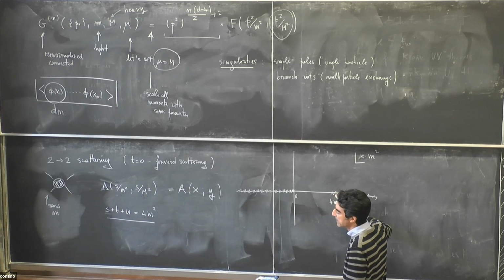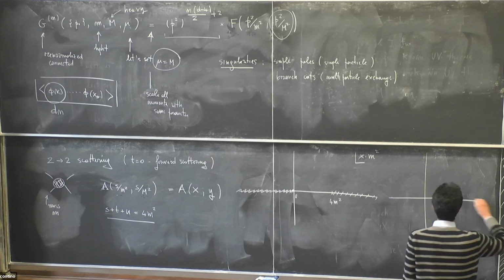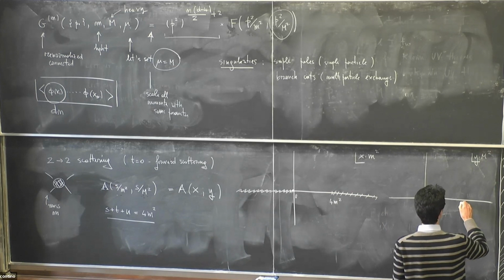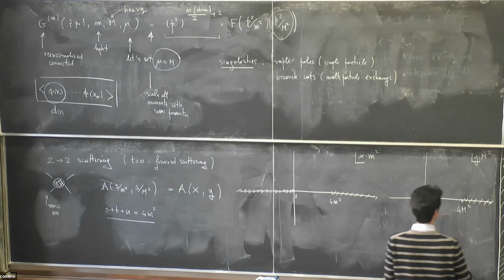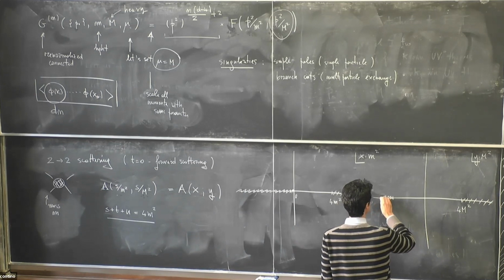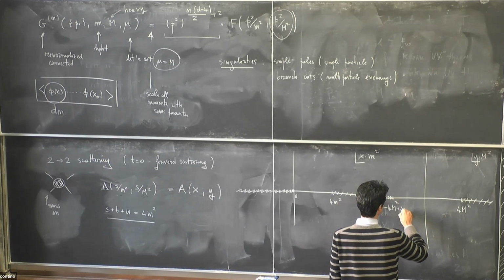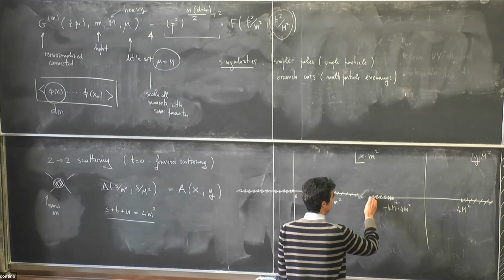And we are not actually interested in those. But then in the plane of capital M square, there will be other singularities that have another branch cut starting now at 4 capital M square. And then symmetrically there will be one starting at minus 4 capital M square plus 4 little m square. That's the beginning of the branch cut.